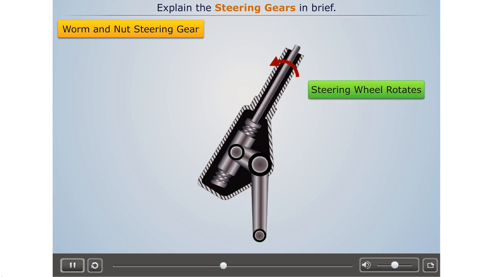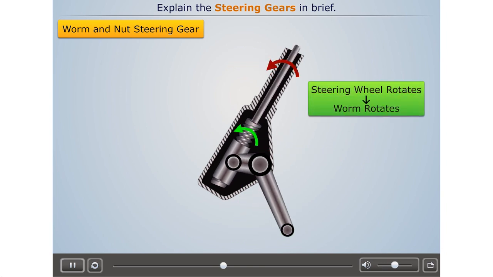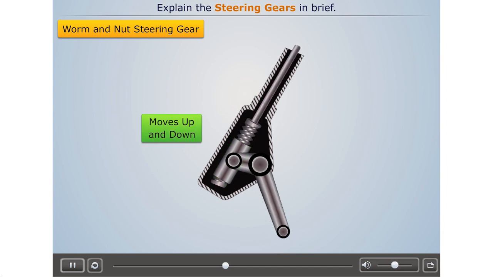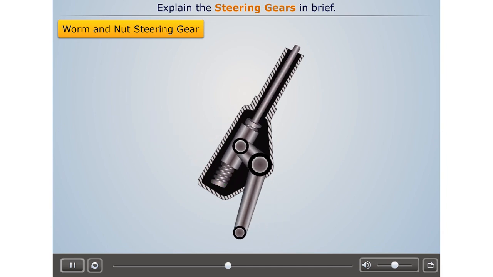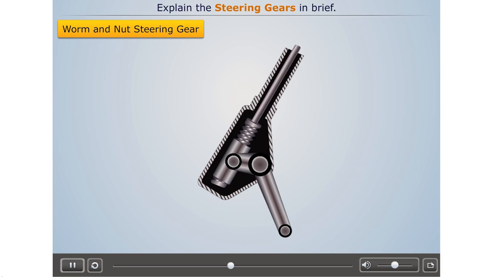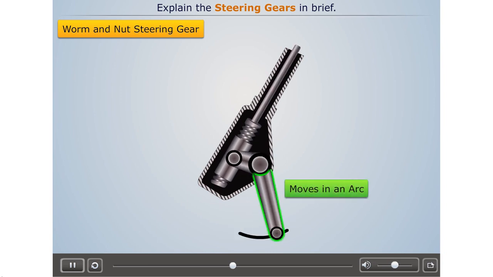Now when the steering wheel rotates, the worm rotates with it. This causes the nut to move up or down along the axis of the column. This linear movement of the nut causes the cross shaft to rotate in an arc, which as a result causes the drop arm to move in an arc, thus providing the steering.